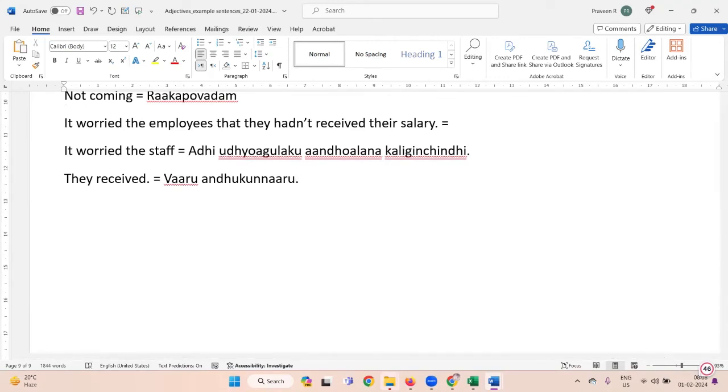They received. వారు అందుకున్నారు. This is like written language, and if you search in Google Translate, you will get it like this. But in the spoken language, this changes to వారికి వచ్చింది. They received. If it is singular, we use వచ్చింది. They received it. We write here it. వారికి వచ్చింది.